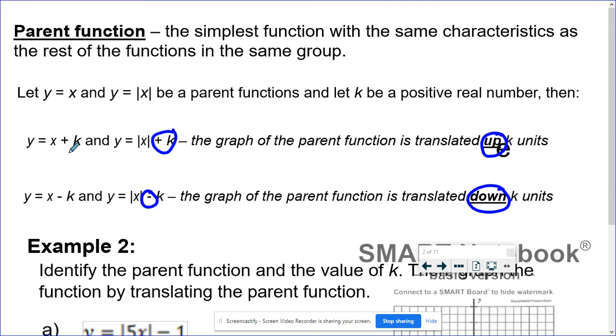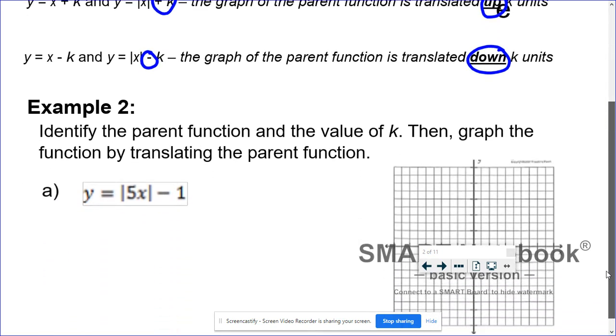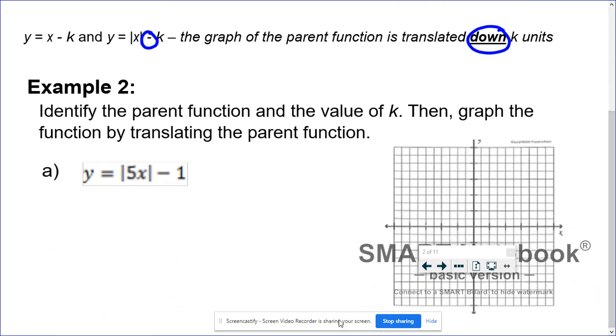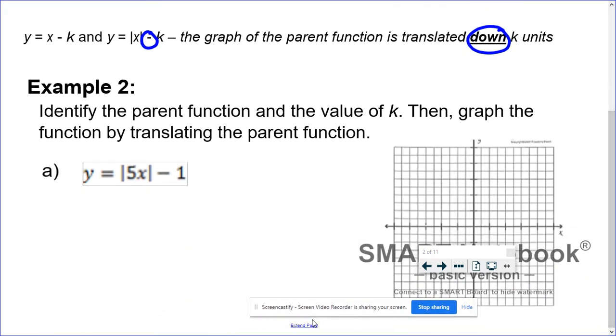Notice how we're also talking about linear functions here. We'll look at an example for a linear, but it does the exact same thing. So that's all you need to remember. Plus is up, minus is down.